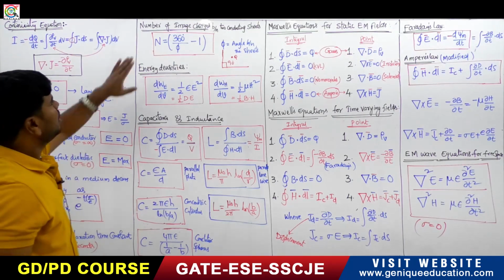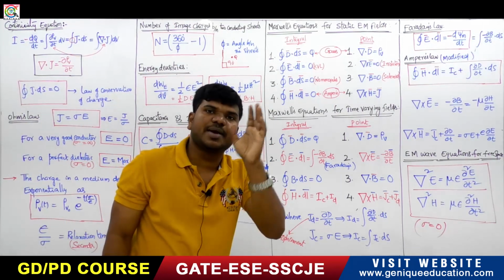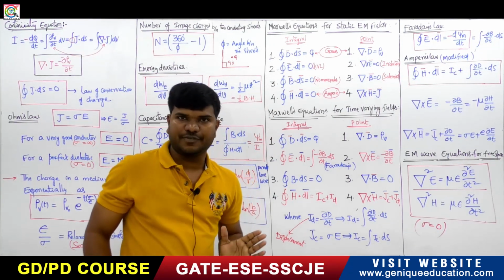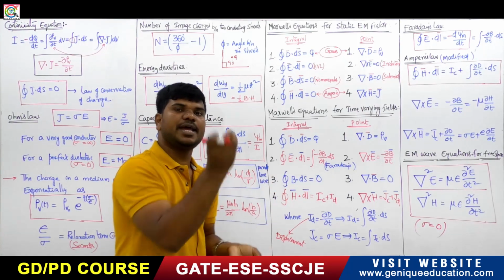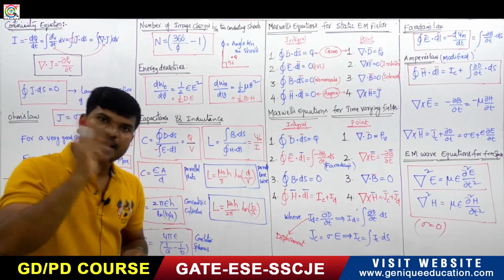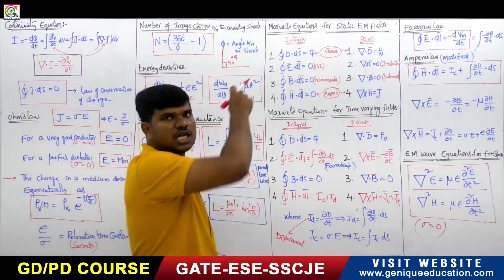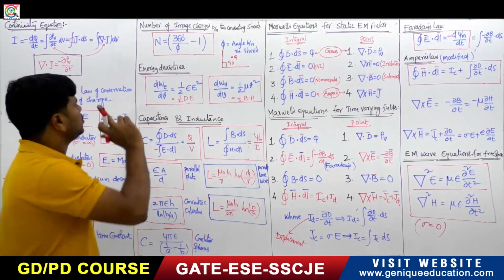So these are the image charges. To have an image charge, there must be an equipotential surface. If there exists an equipotential surface, definitely there will be an image charge. That image charge will be opposite to the charge we have taken. Okay, so that is the point.